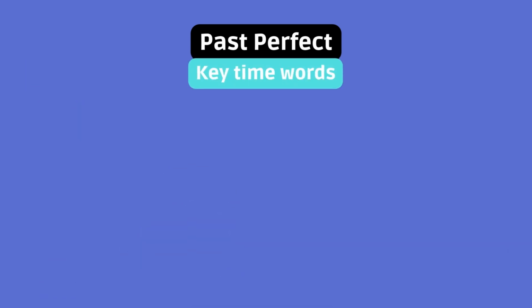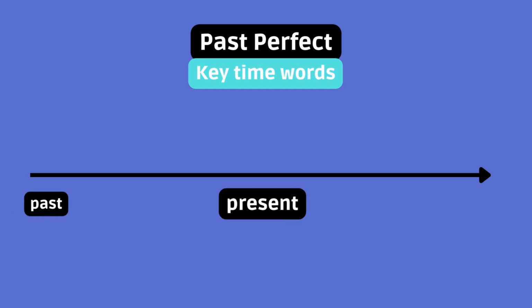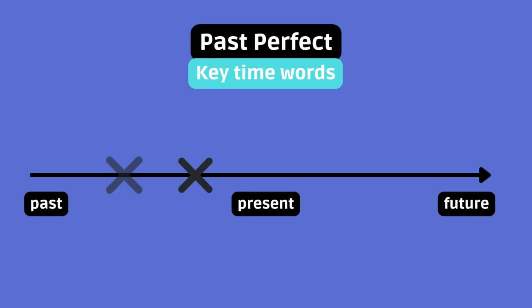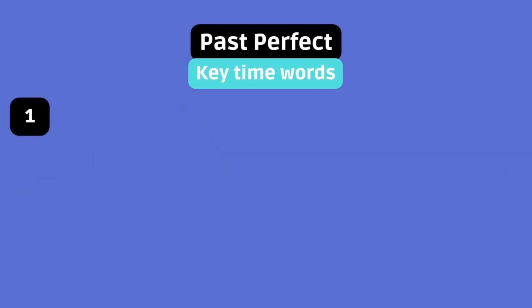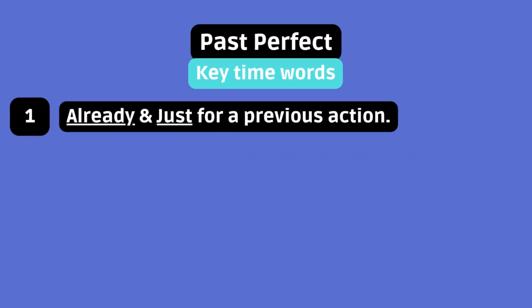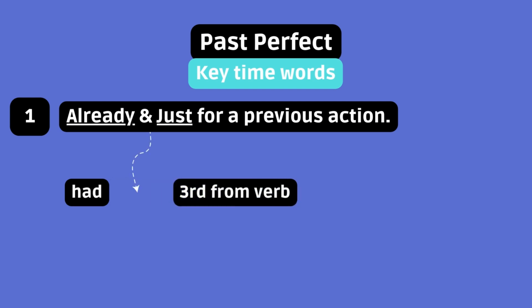Key time words. Since the past perfect covers actions linked to the past, some time words are often used to bring to light its connection with the past. They help to provide context about when an action happened in relation with another action or a moment in time. The following list includes the most common time words: already and just for a previous action. Both words are usually found between had and the third form of the verb.